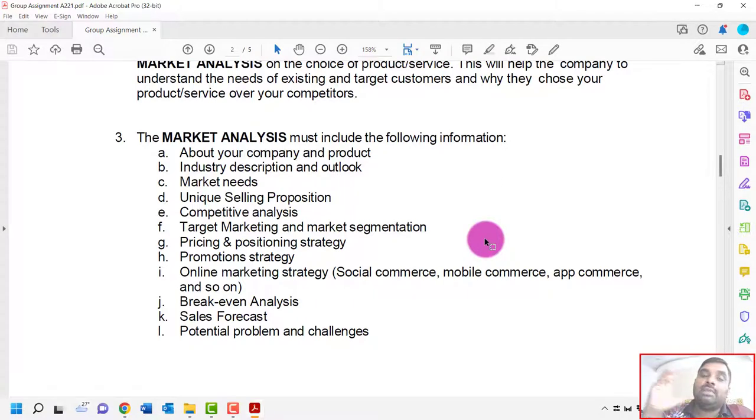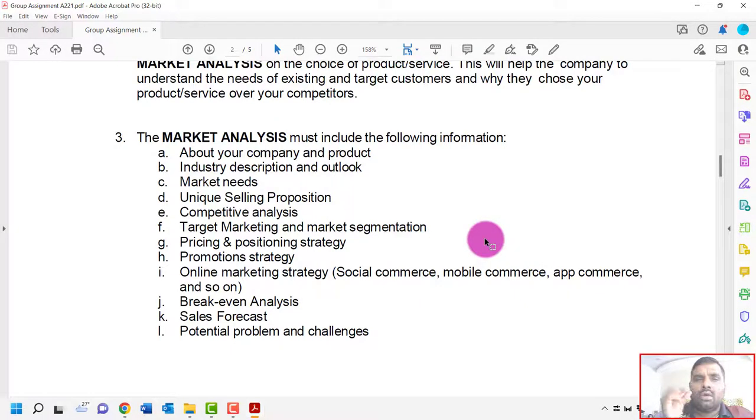You have to explain about the industry. For example, if let's say you want to sell a mask, you have to explain about the mask industry and market needs. Do you think this product is really needed? Is the market very huge or not? Market needs.